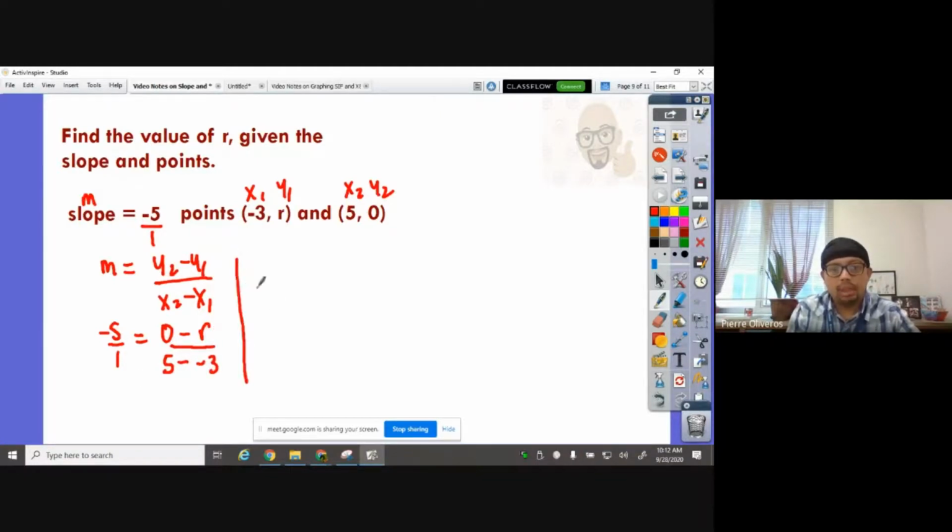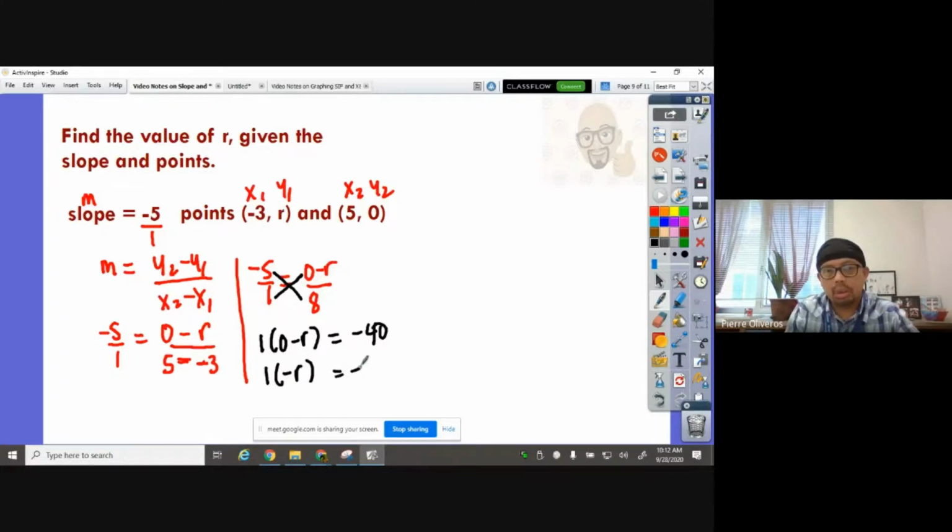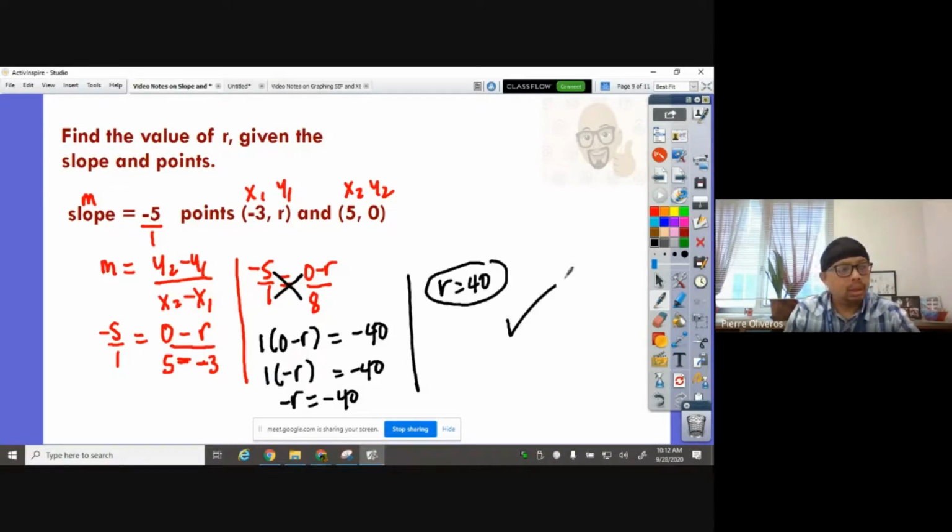So simplify it. Negative 5 over 1 is equal to 0 minus r over, negative times negative will be positive, so this will be 8 now. And again, I'm going to multiply the 1 with this and negative 5 by that. Cross multiply basically. 1 times 0 minus r is equal to negative 5 times 8, which is negative 40. We know that 0 minus r is just going to be negative r, so negative r equals negative 40. So therefore, the value of r here is positive 40. There you have it. Kaboom.